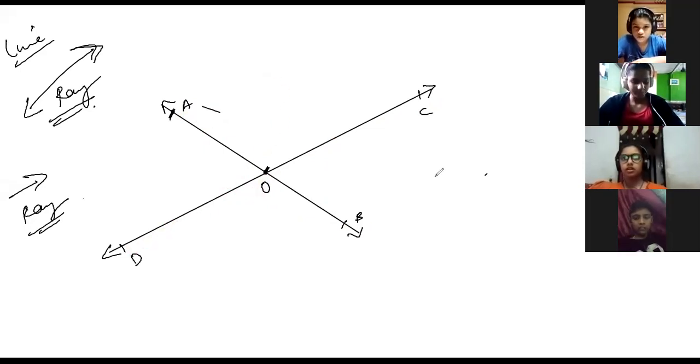Now we are learning a new concept called opposite rays. What are opposite rays?